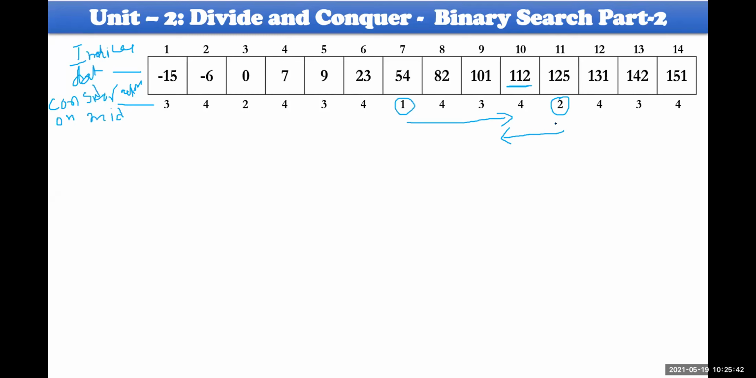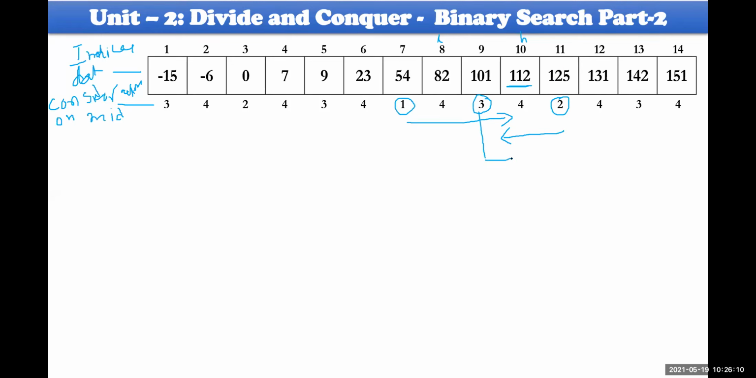Therefore here, this is the low element, and now this is the high element. 18 by 2, that is 9, the third search is happening here. Now, is 112 equal to 101? No. Then whether the element is less than? No. Then the element is greater than? Yes, it is greater than.